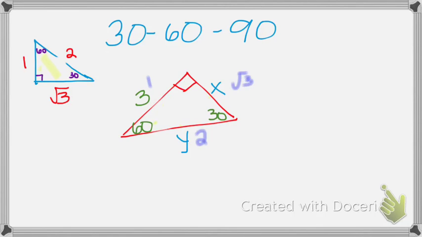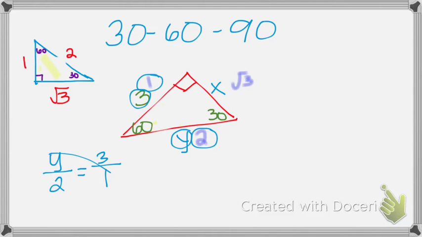So I'm going to start with y and put it over 2. And then I'm going to use the side that I know both things, which is the 3, and put it over 1. Cross multiply and solve. So 1y equals 6, so there's y.